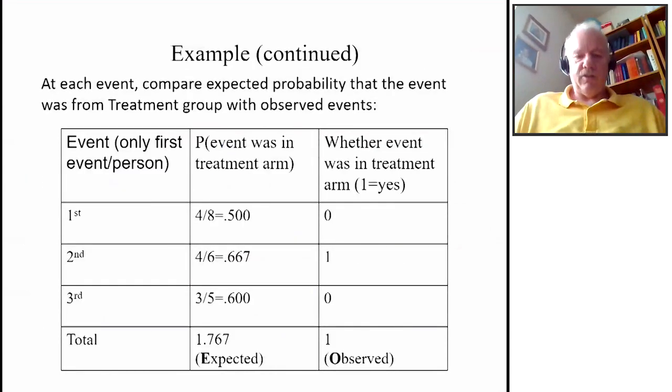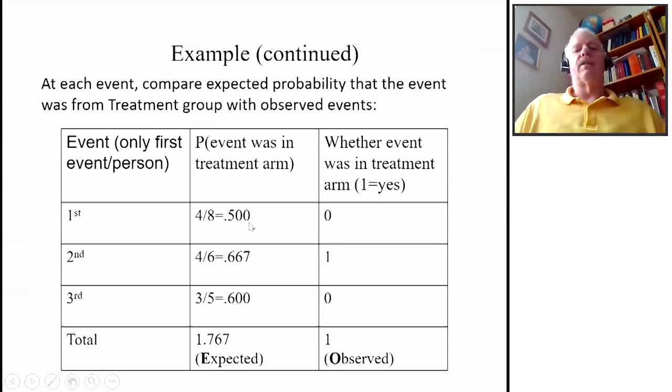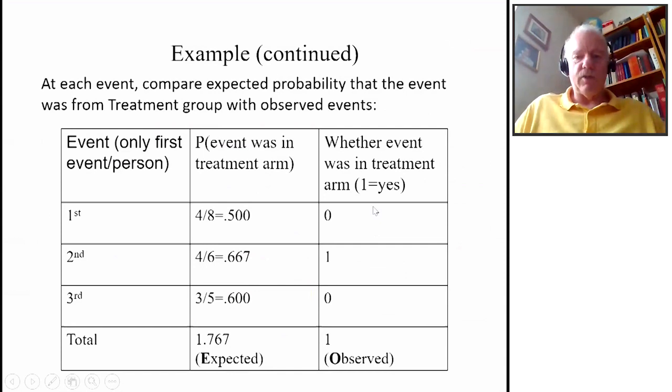So then we summarize our data. We looked at the first death, the second death, the third death. There were only 3 deaths in this trial. This is not a real trial. I'm making up this data, obviously. And so these are those probabilities that I just computed, the probability that that death came from the treatment group. Here's the actual data in terms of whether it came from the treatment group or not. So we're recording a 0 if that death came from the control group, a 1 if that death came from the treatment group. And so the first and last ones came from the control group. The second one did come from the treatment group.